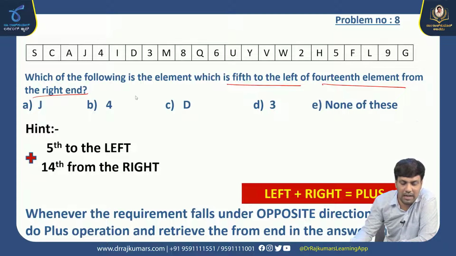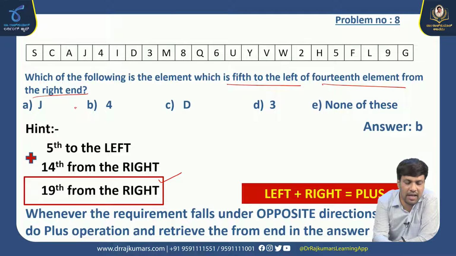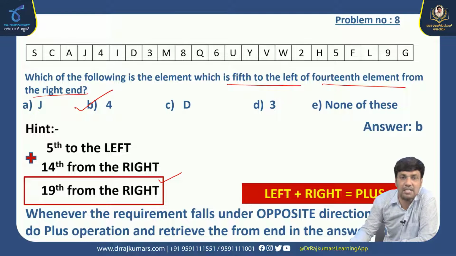14 plus 5 means 19. You need to retrieve from the end in the answer line. From the end means the right end. 19th from the right end means moving from right to left, and you need to search for the 19th place. When we count the 19th place from the right end, we have 4 in the answer line. So the right option is answer B. Moving on to our next question.